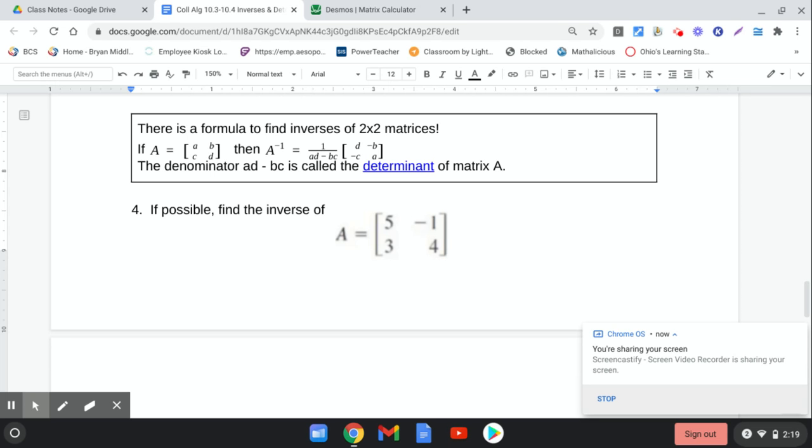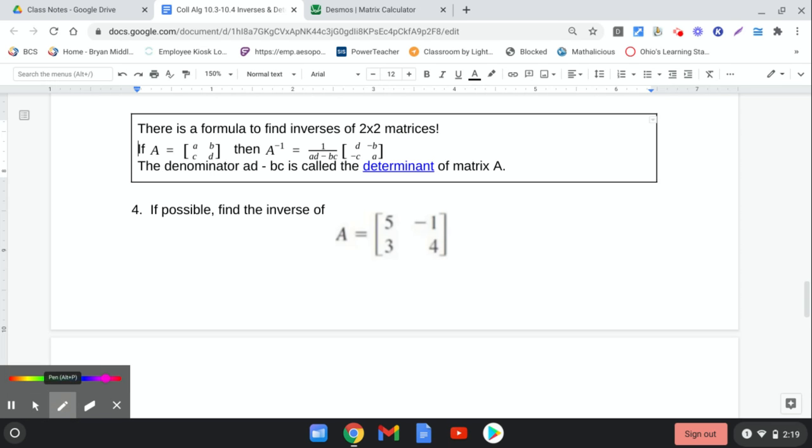Now, we can always use Desmos or a graphing calculator to find inverses of our matrices, but there is a quick formula just for 2 by 2 matrices. So it's right here. If you have this matrix A, that's a, b, c, d, then for the inverse, you take 1 over ad minus bc. So notice those are multiplied on kind of cross multiples of each other.